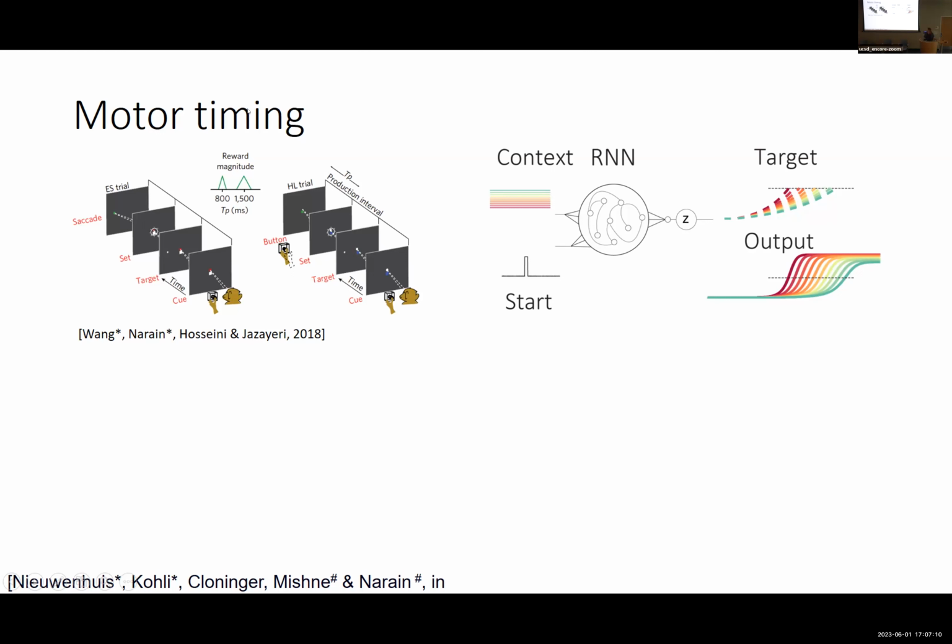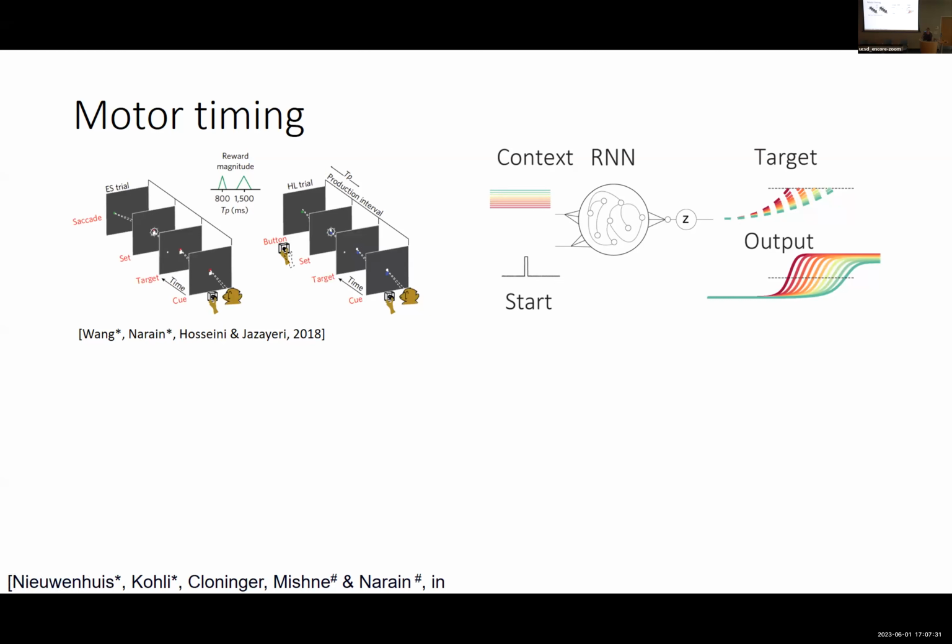And what we have here is that the animal, in this case a monkey, is given 2 contexts, and it needs to indicate from the context how much time needs to elapse, a slow time or a fast time. And then what we did was that we trained a recurrent neural network to recapitulate the same dynamics.